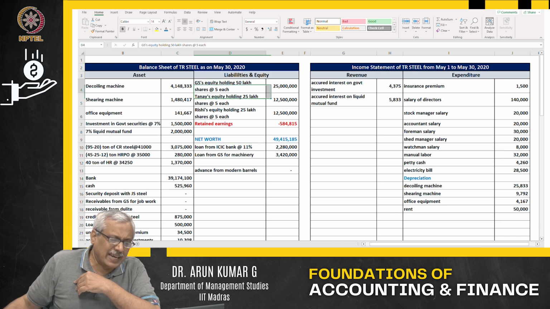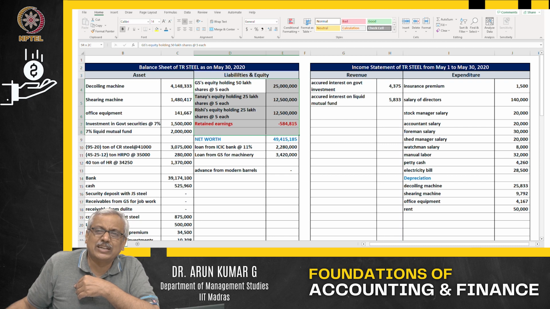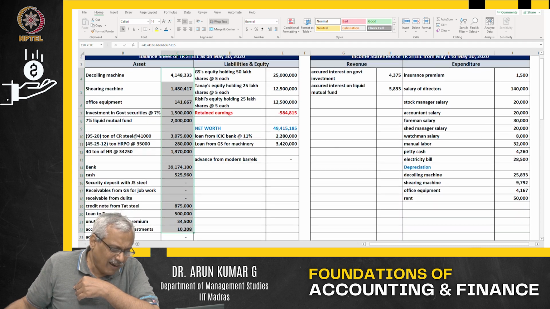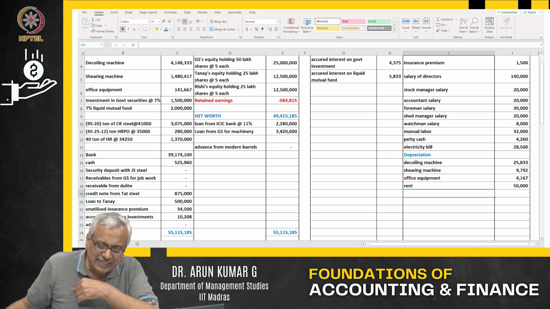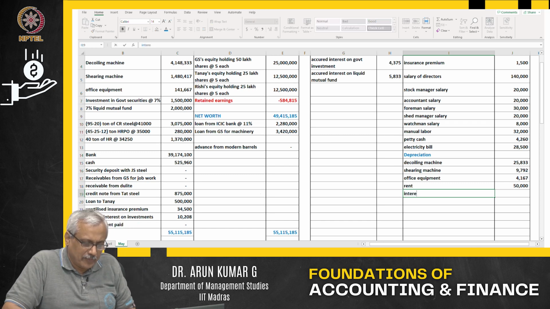So, what is net worth again? All the equity, all the money belonging to the shareholders, this is what minus the retained earnings. Or all the assets, value of the assets minus the liabilities. One more aspect I left out in this, interest on my IC loan.